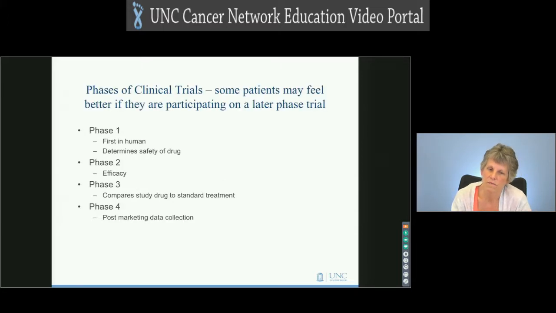So as I mentioned, there are 4 phases in clinical trials. Here at Lineberger, we do the first 3. We participate in phase 1, 2, and 3 trials, with phase 1 being first in human, and phase 4 being post-marketing, where there's just more data being collected afterwards, and we don't usually participate in those.